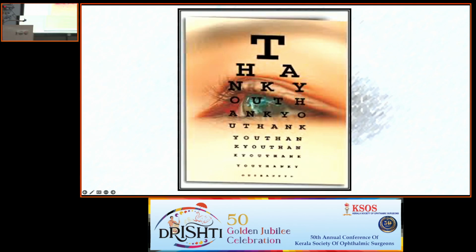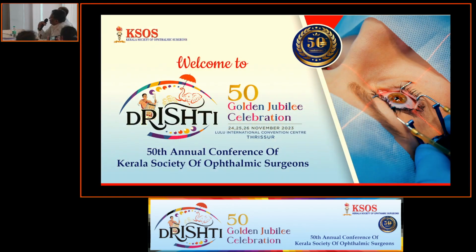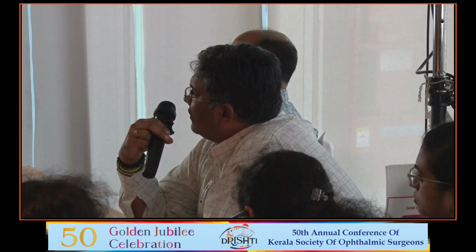Good presentation. How did you define chronic and acute? When you call chronic CSR? So more than 6 months, if there is no resolution of subretinal fluid, it is considered as chronic. And acute, if less than 4 months, a resolution of SRF is present. How long was your study? Sir, it's a retrospective study.